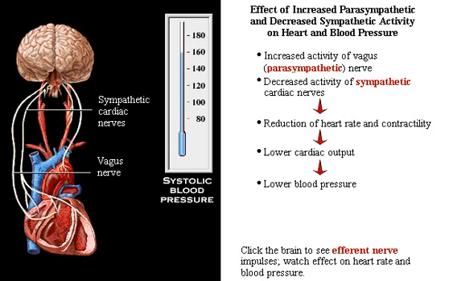Let's look at the effect of increased parasympathetic and decreased sympathetic activity on the heart and blood pressure. With increased activity of the vagus nerve, which is part of the parasympathetic nervous system, and decreased activity of the sympathetic cardiac nerve, heart rate is reduced. This leads to lower cardiac output and therefore lower blood pressure. Click on the brain to see the efferent nerve impulses. Watch the effect on heart rate and blood pressure.